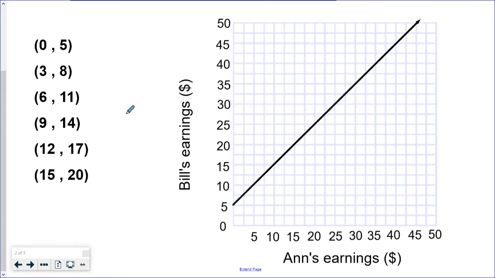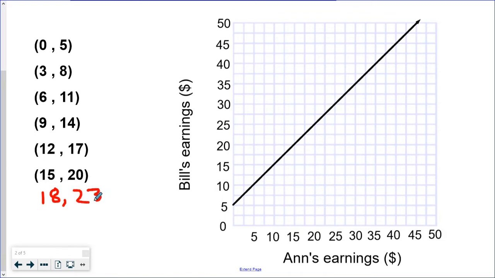And what they do, after we put these points there, we draw a line here to show all the possible outcomes. And the reason why this is here is because if this person were to work another week, for example, let's say Bill and Ann decided to work another week. This was the first week, second week, third week, fourth week, and fifth week. If we were to add on another week, you're noticing that these numbers are always going up by 3. So this first number here would be an 18. And then this number here would be a 23.